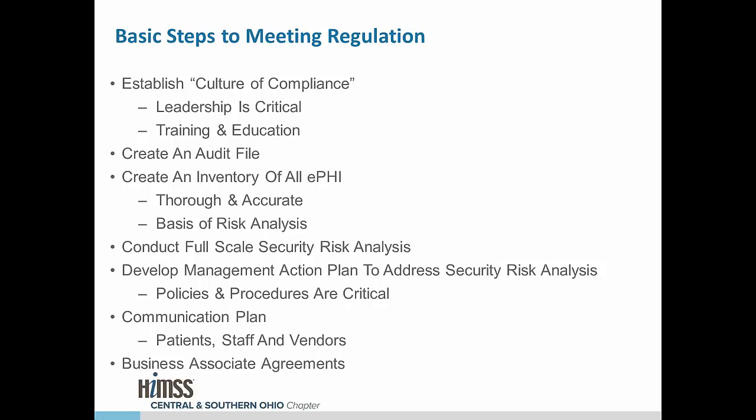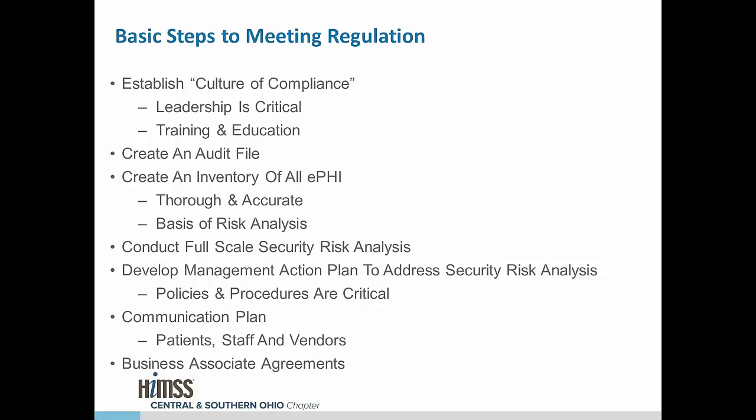So, training and education. It's sad to say that most of our practices do not apply good training and education when it comes to the electronic side of this. Create an audit file. Make sure you know what you've done and why you do it. You've got to have an inventory of all your EPHI, because that is the asset we're protecting. If you do not have a good, thorough inventory, then you really do not have a good risk analysis. Make sure you do a full-scale risk analysis, and that's more than just a checklist. That's walking through and physically validating things.